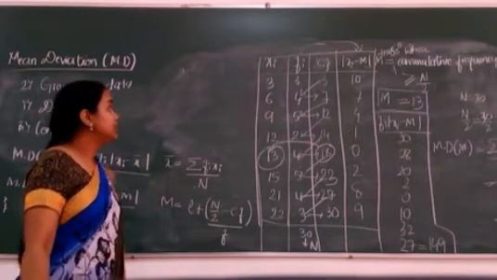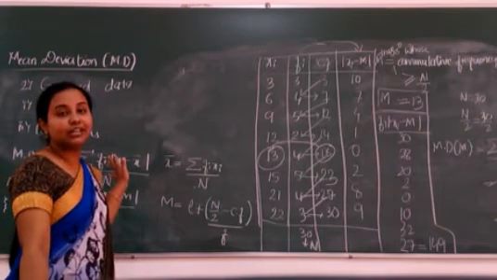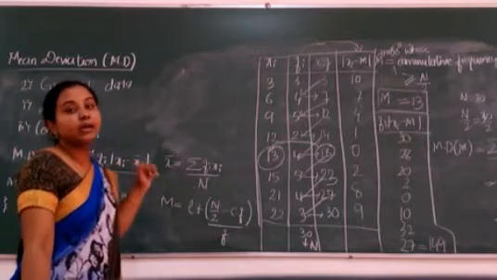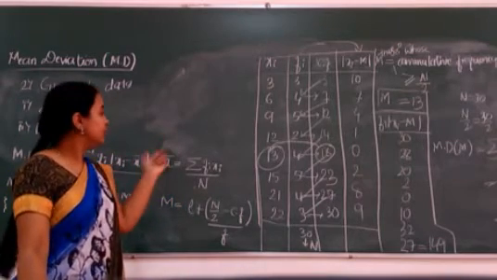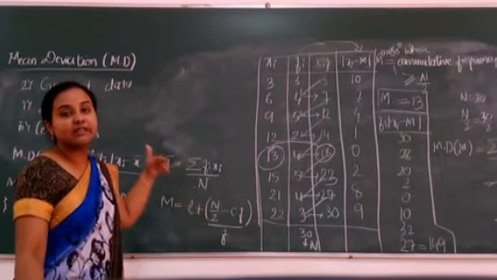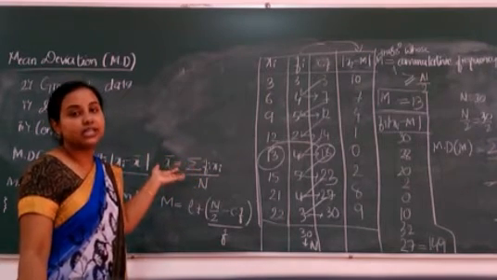Okay, so now discrete is done. In discrete, what did we learn? How to calculate mean deviation about mean and mean deviation about median, right? So with these two formulas, in our next step we will consider continuous data.